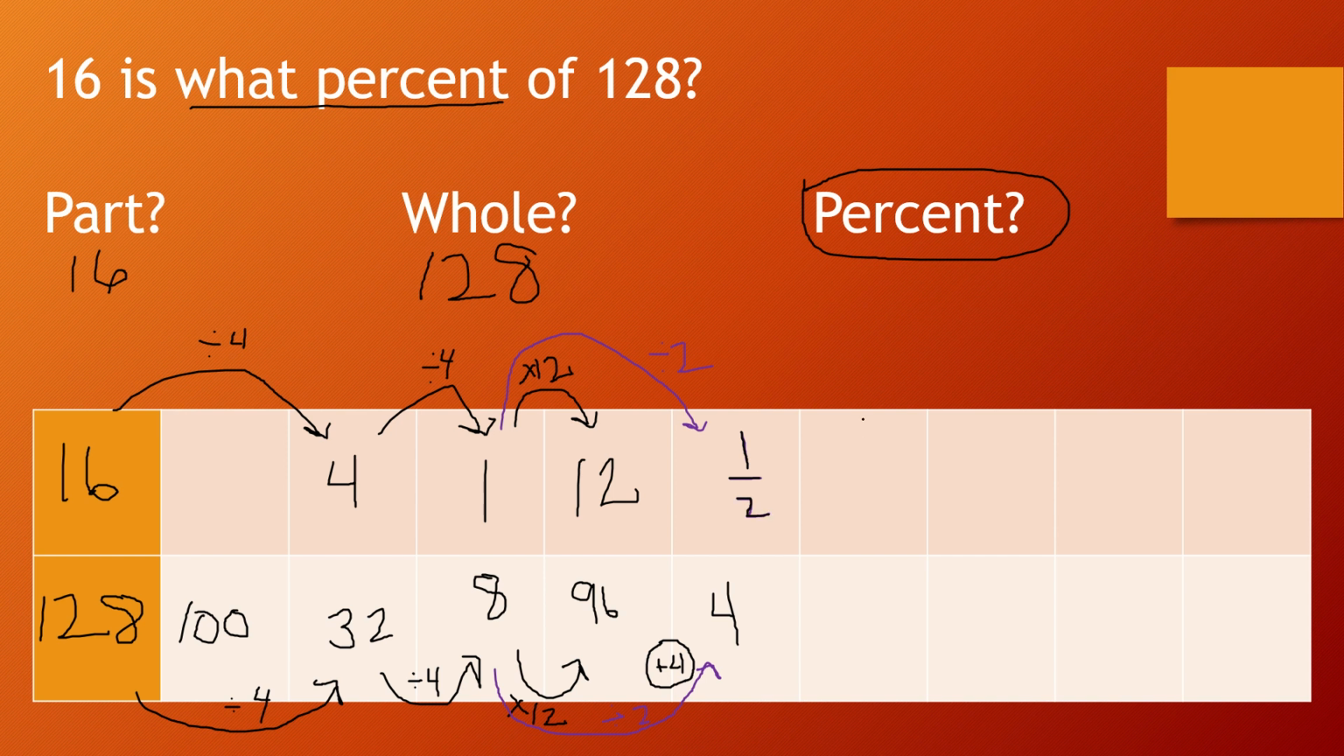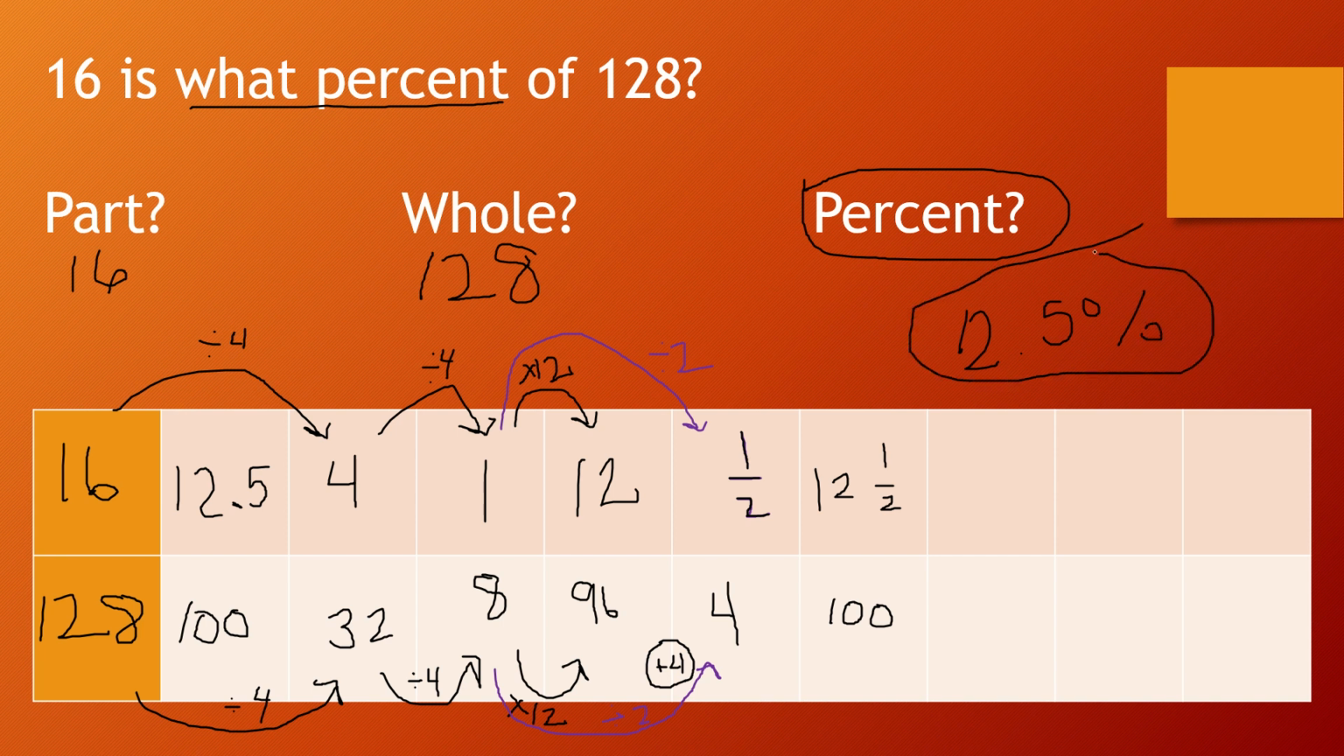Okay. Now, because these are equivalent ratios, I can just add them together. So 96 plus 4 is 100, and 12 plus half is 12 and a half. So 12 and a half, or 12.5, would be my percent. So I'm going to put that up here, 12.5%. Boom, got it. All right, hope that was helpful.